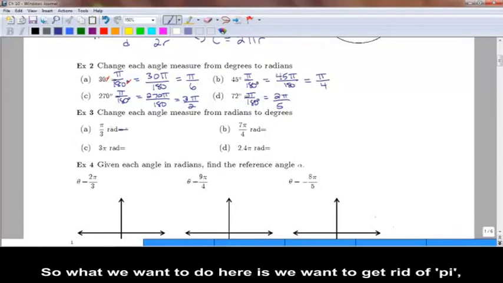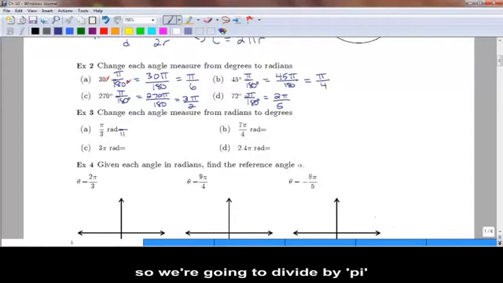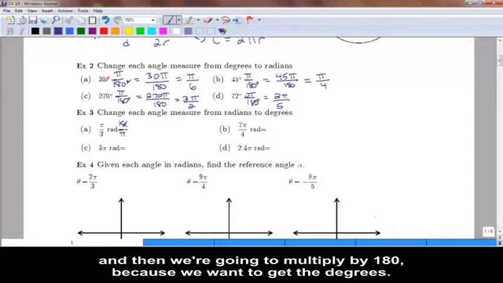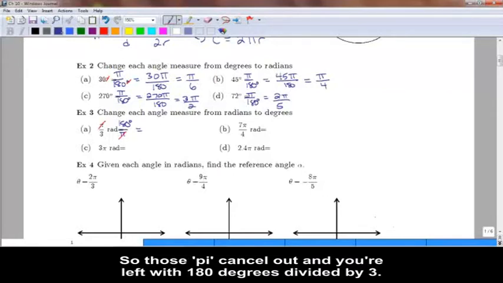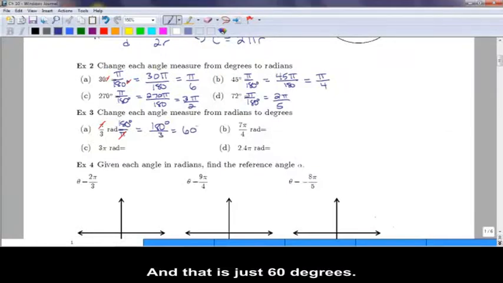So what we want to do here is get rid of pi, so we're going to divide by pi, and then we're going to multiply by 180 because we want to get the degrees. Those pi's cancel out, and you're left with 180 degrees divided by 3, and that is just 60 degrees. Do another example. We've got 7 pi over 4.